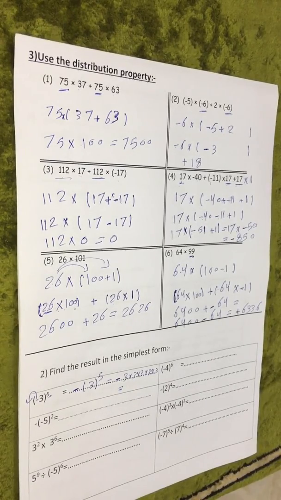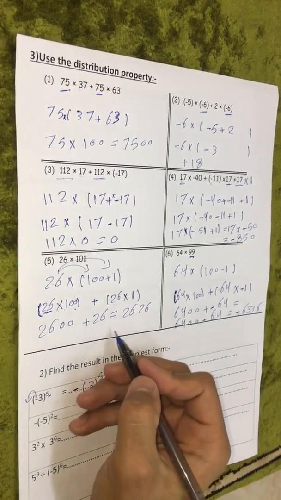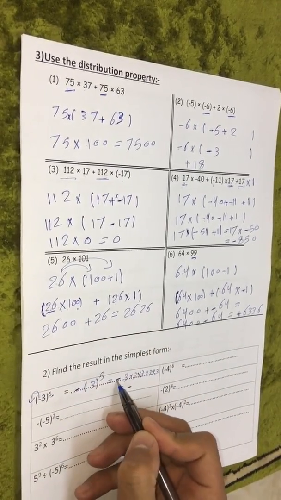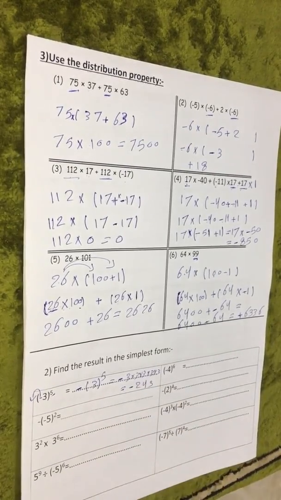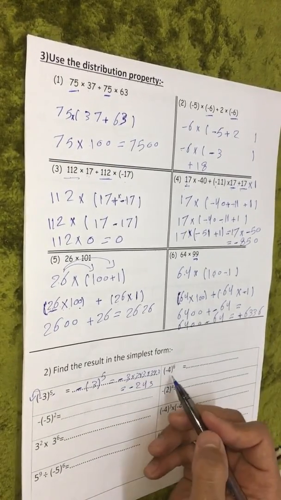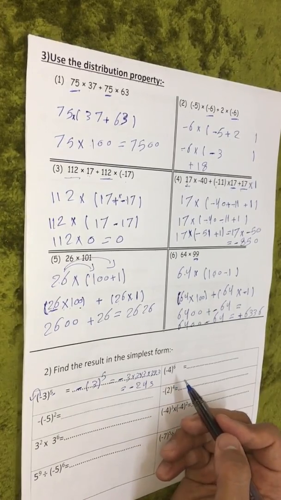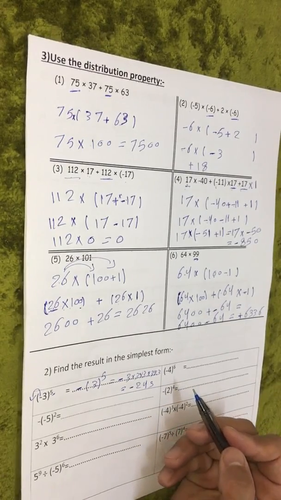Okay, 3 power 5 equal, negative out, 243. The next one, yes, it's not allowed to find the negative inside the bracket.